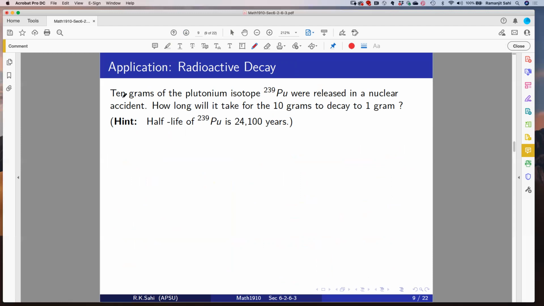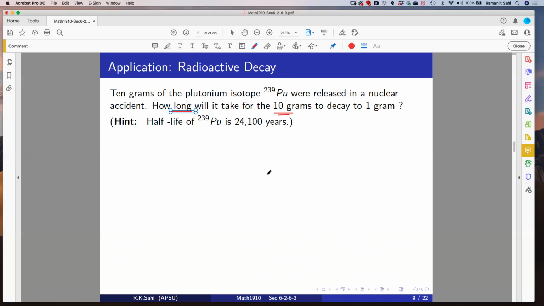10 grams of the plutonium isotope, which is 239Pu, were released in a nuclear accident. The question is, how long will it take for the 10 grams of this plutonium to decay to 1 gram? And the hint is that the half-life of this plutonium is 24,100 years.